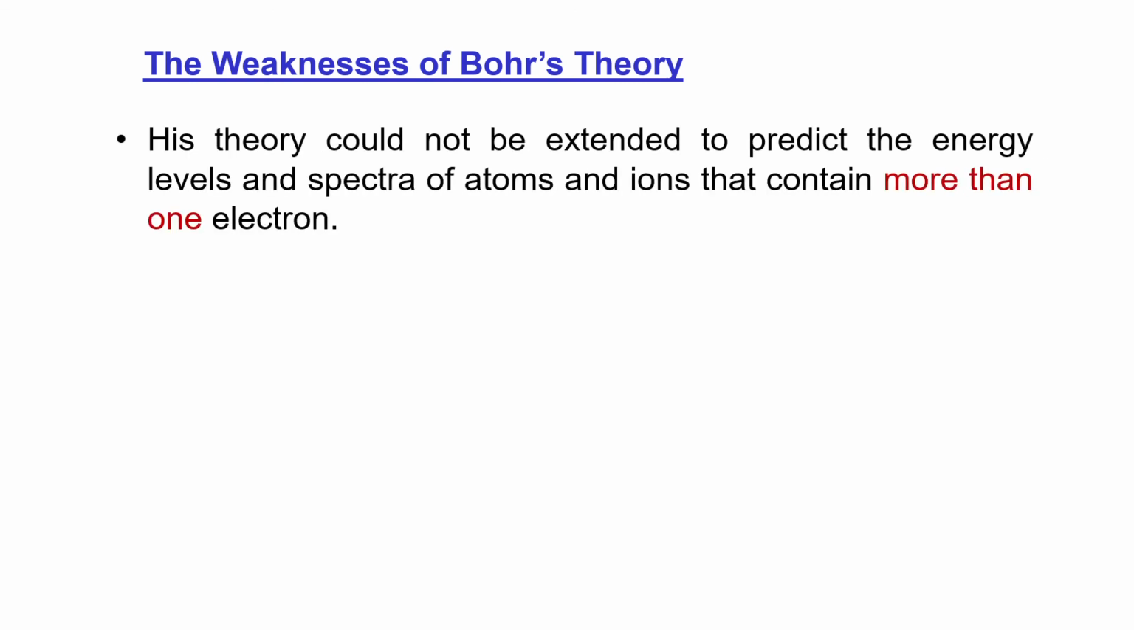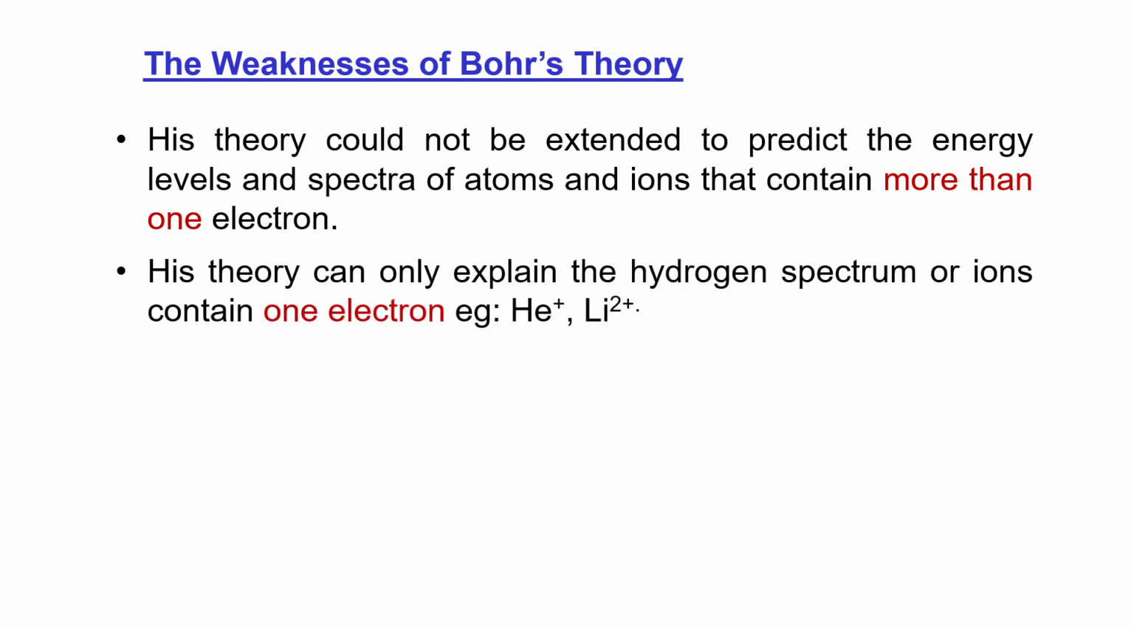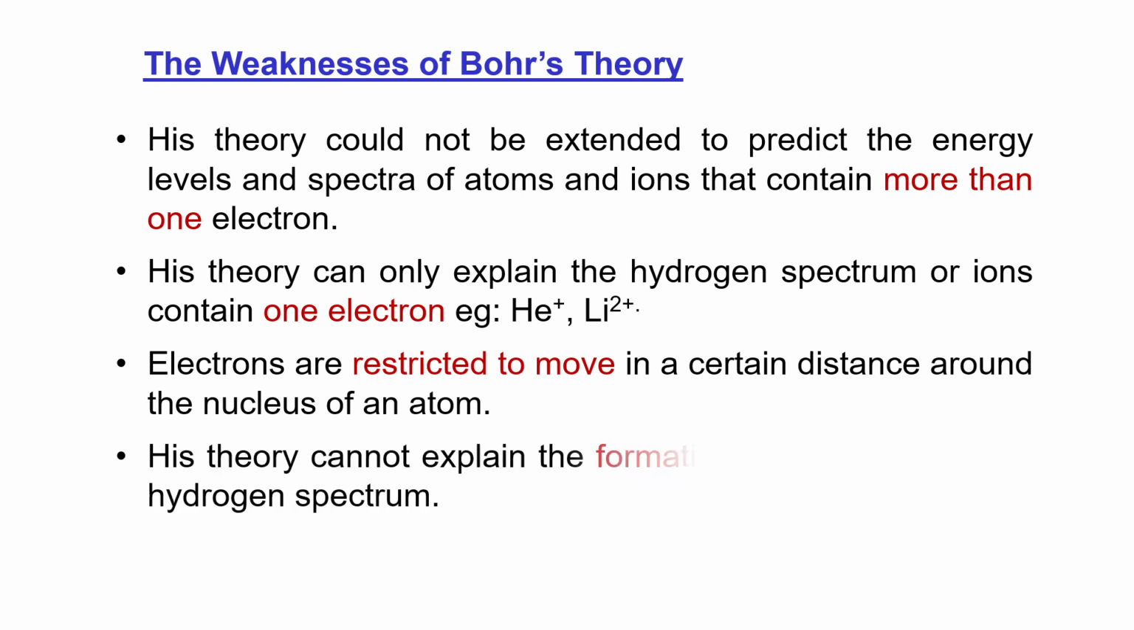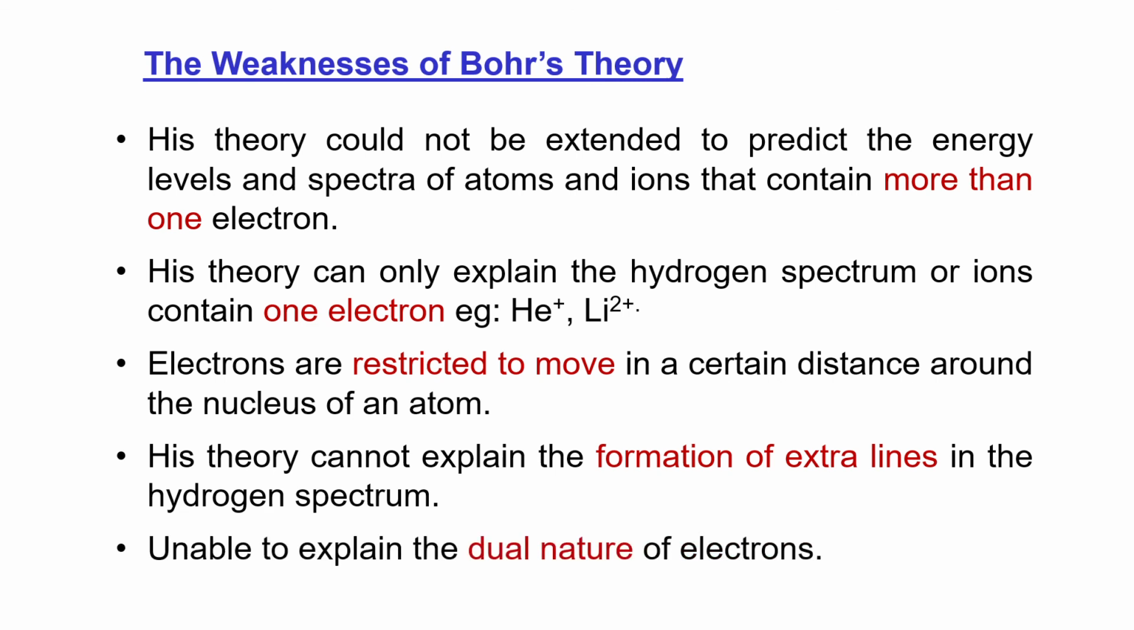So actually Bohr's theory pun ada weaknesses. So, apa dia punya weaknessesnya ialah, okay, kalau kamu perasan yang ni dia hanya explain tentang hydrogen. Okay, kita tahu hydrogen ada satu je elektron. Jadi, dalam dunia ni bukan ada hydrogen je kan. So, kalau ada lebih daripada satu elektron macam mana? So, dia tak boleh explain kalau dia lebih daripada satu elektron. Okay, dan elektron tu restrict bergerak hanya pada certain level. Okay, dan juga dia tak boleh explain kenapa ada extra line dalam hydrogen spectrum tu. Dan juga dual nature of electron, sifat elektron okay, ada dua.